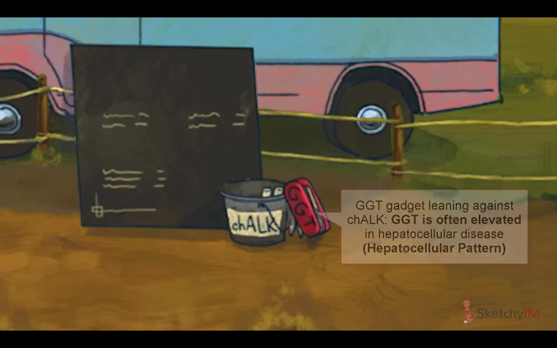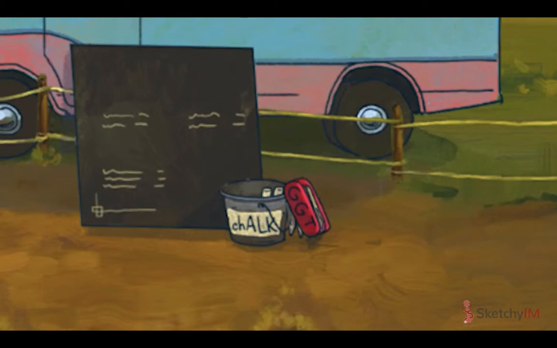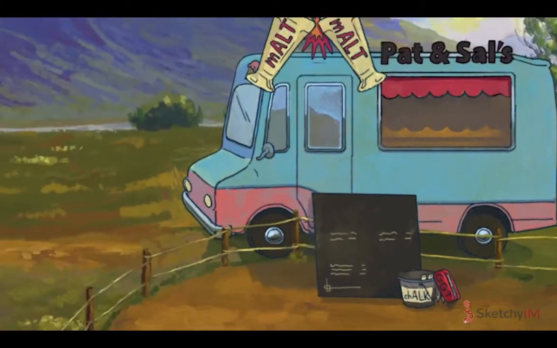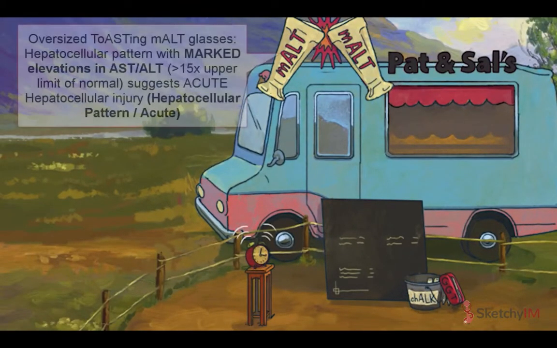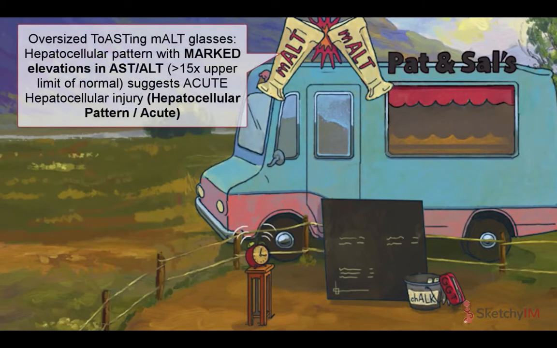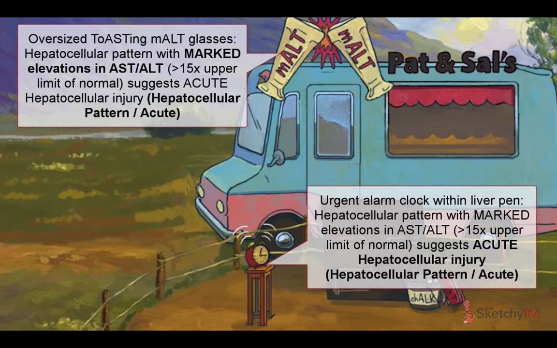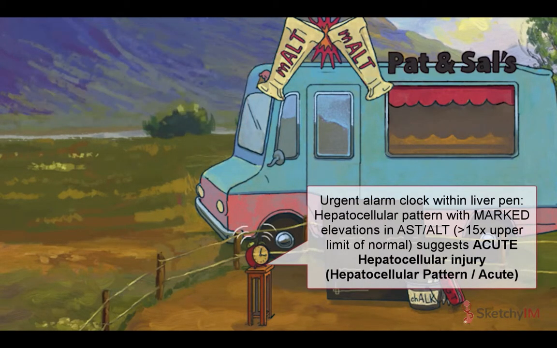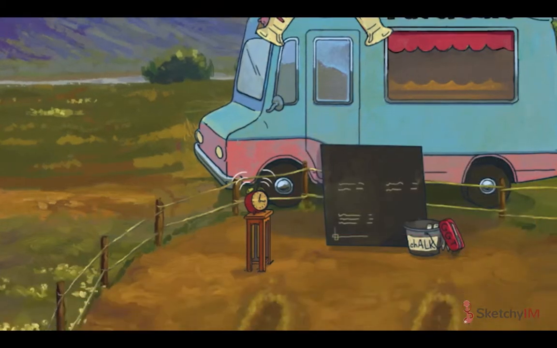Hepatocellular disease can be organized based on the time course and degree of AST and ALT elevation. Marked elevations of AST and ALT, greater than 15 times the upper limit of normal, meaning hundreds or even thousands, are usually a result of acute hepatocellular injury, represented by an acutely ringing alarm clock within the liver-shaped pen. Notice those prominent toasting malt glasses aren't far away. Here, acute means less than 6 months.